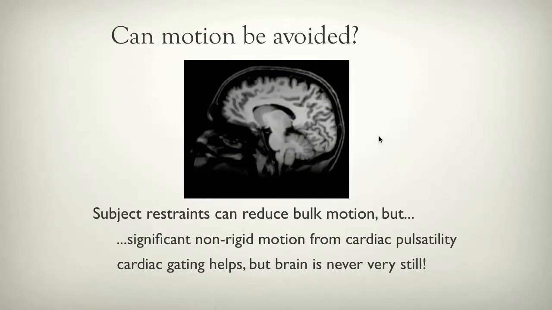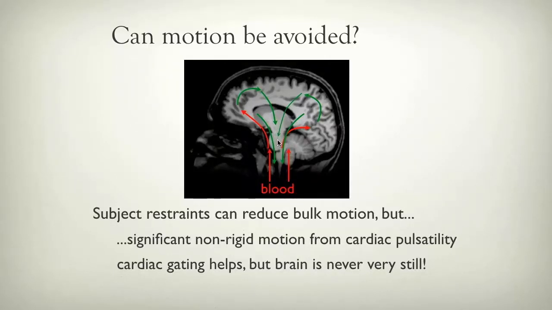So, can motion be avoided? Well, you can do some things. You can tape people down and give them a mouth piece. But the point is, even if you can get the subject not to exhibit any rigid body motion, even in the brain, there's significant non-rigid motion, and that comes from cardiac pulsatility. You have a bunch of blood flowing into the head, and you have a fixed size casing. There's nothing that can accommodate blood coming in except for tissue to go out. And the brain actually pulsates a kind of disturbing amount due to the cardiac cycle.